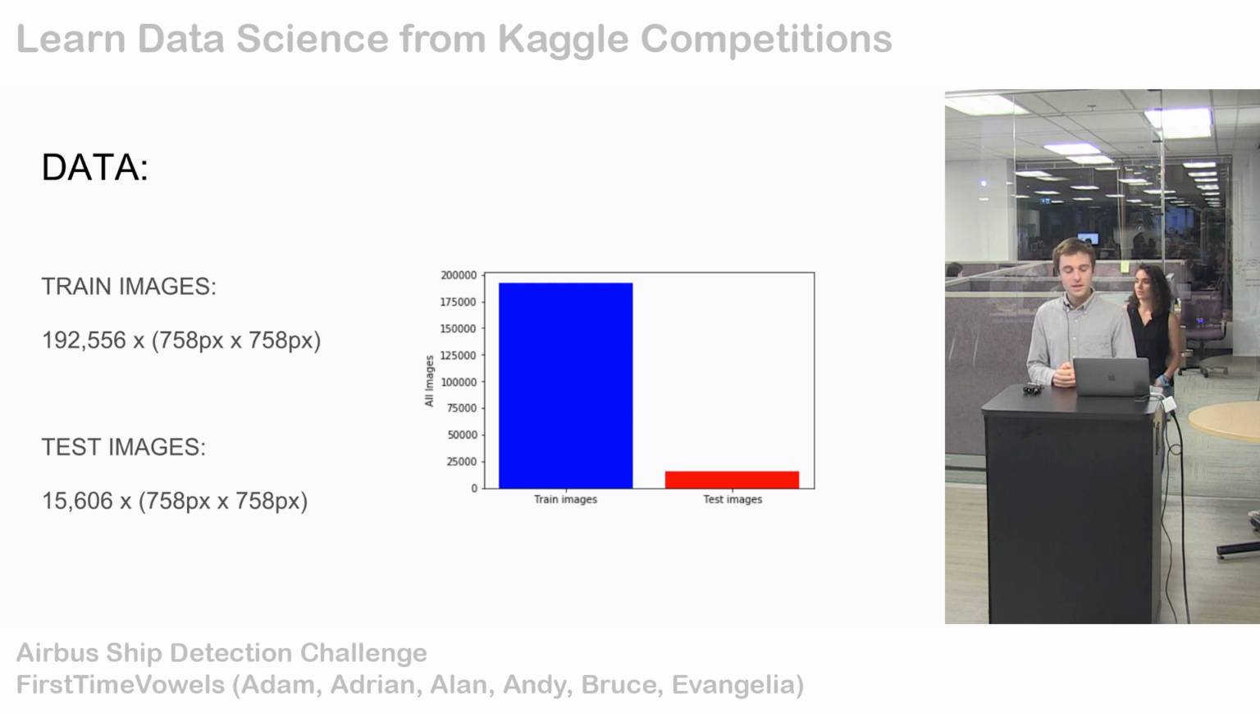So, as I said, we were given images. They were 768 by 768 pixels each, and we were given 190,000 train images. These were labeled, saying which pixel is ship and which is not. And then we were given 15,000 test images for which we were supposed to generate masks, basically.